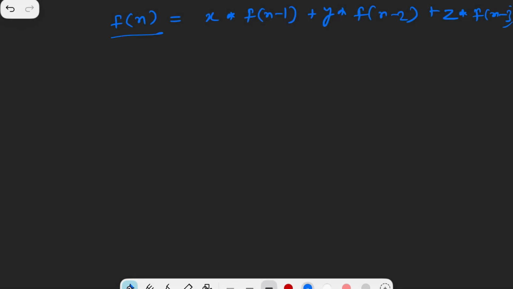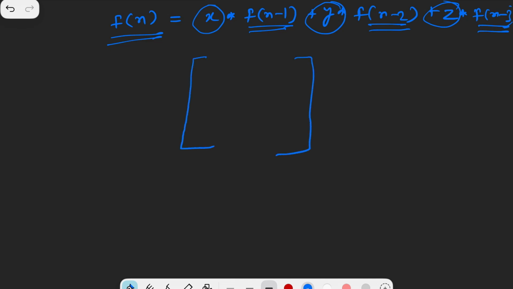So let's say f of n has a dependency on n minus 1, n minus 2 and n minus 3. Coefficients are x, y and z. Then you can represent this particular expression by using matrix multiplication. How? So let me write that. First you write coefficient x, y and z. Okay, good. Then you write all the values on which f of n is dependent: f of n minus 1, f of n minus 2 and f of n minus 3.